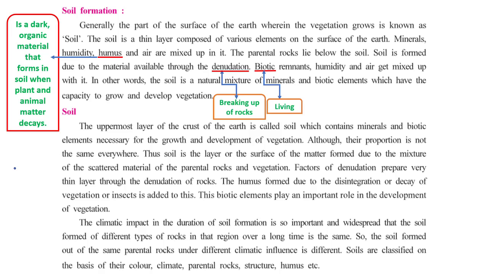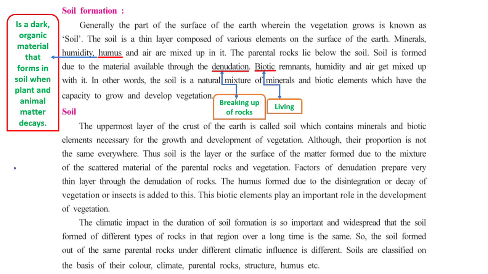Factors of denudation prepare a very thin layer through the denudation of rocks. Denudation is the breaking up of rocks. The humus formed due to the disintegration or decay of vegetation or insects is added to it. Now the rocks break up, then with those broken rocks, the decay of vegetation or insects is added and ultimately soil is formed. This biotic element plays an important role in the development of vegetation.